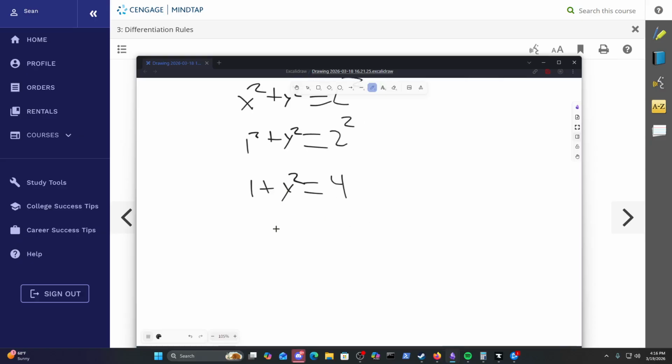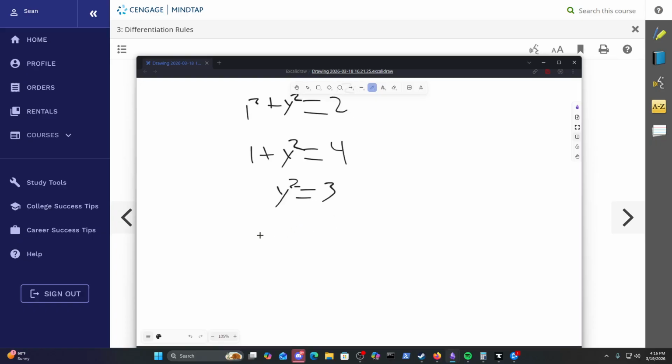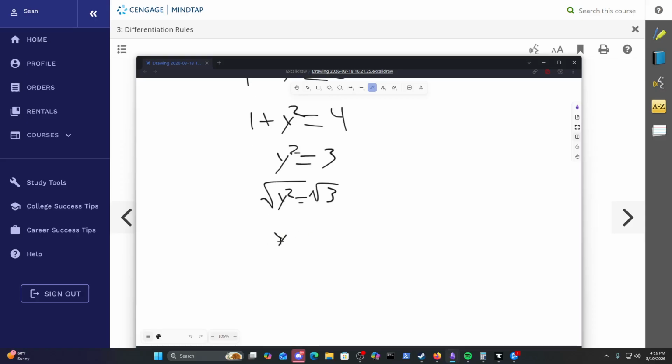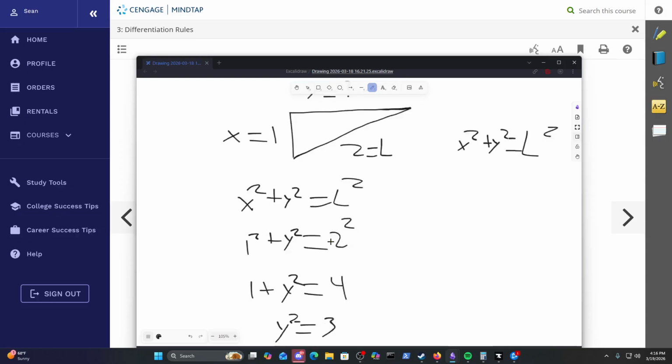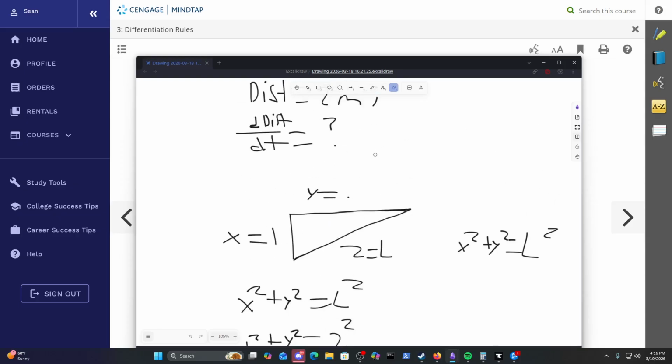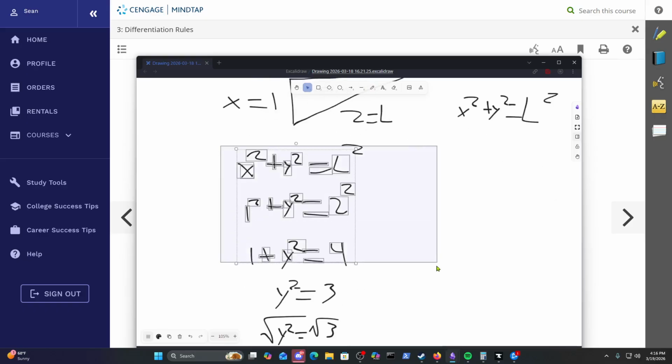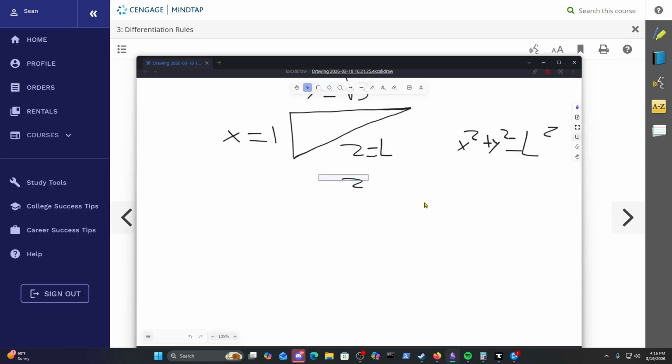Then we want to solve for y, so we'll get rid of the 1 over there. That leaves us with y squared equals 3. Then, of course, we just square root both sides, right? And that leaves us with y equals square root of 3. So now we can go back. Then we can put a square root of 3 over here. I'll get rid of all of this to clear that up.